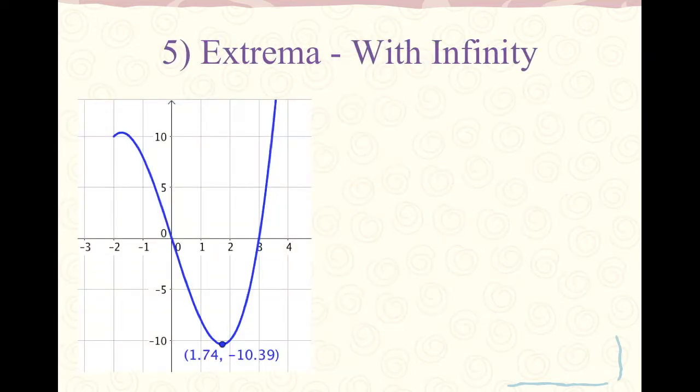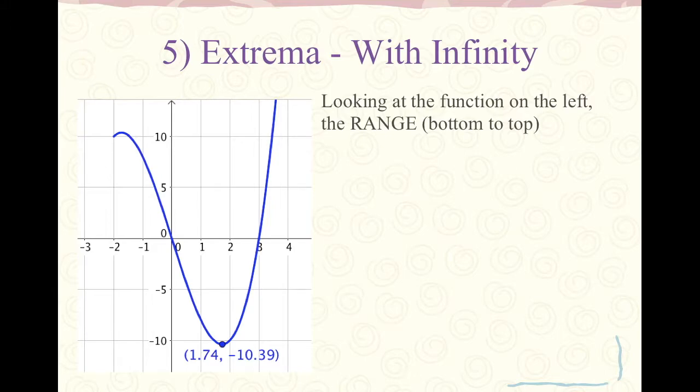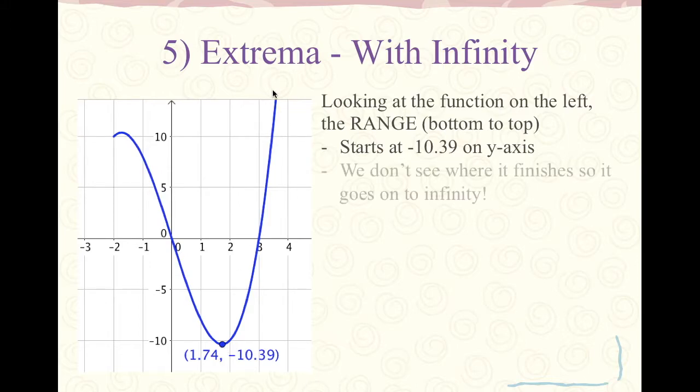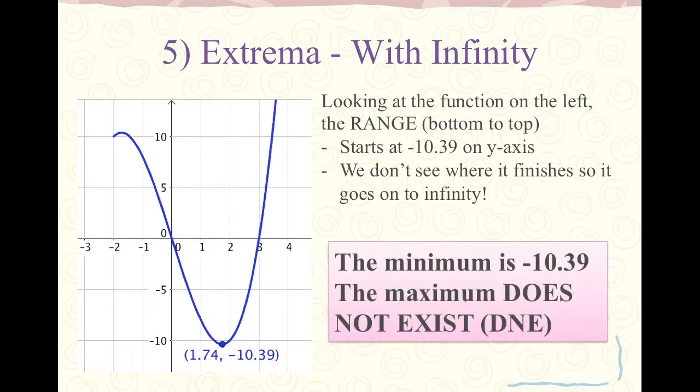But when we do have infinity, we're looking from bottom to top if we look at our range. So it starts at negative 10.39 on the y-axis. So it starts down here, right? Because we're going from this to this. We don't see where it finishes. Okay, so it goes on to infinity. So we know that the min is at negative 10.39, but because it goes to infinity, the max does not exist. DNE, none, nothing. Okay, do not say that the maximum is infinity. I will mark you as incorrect.